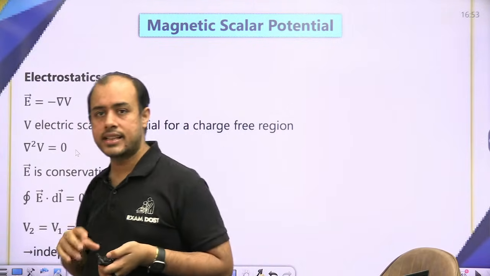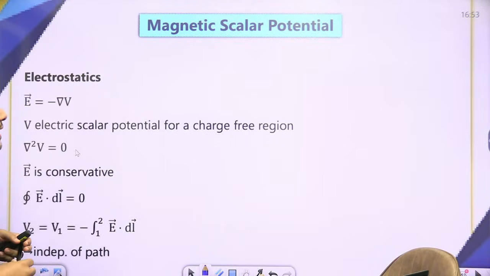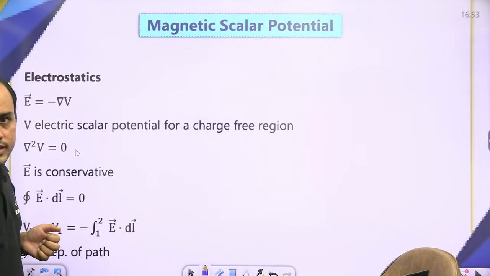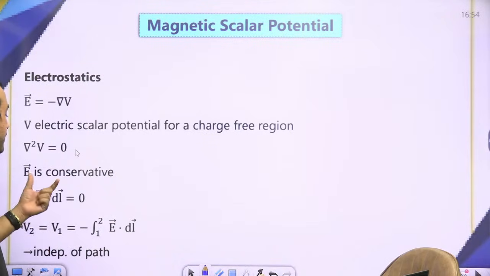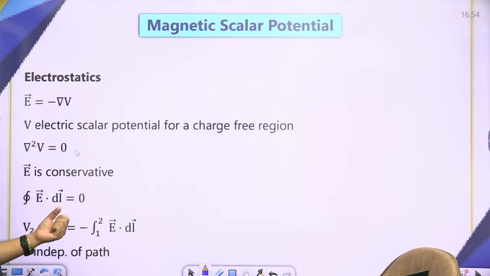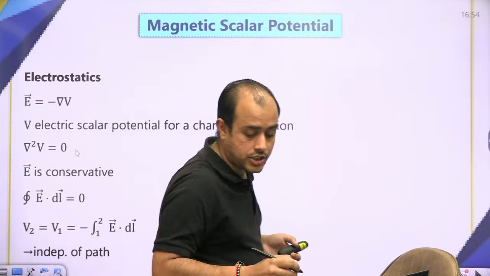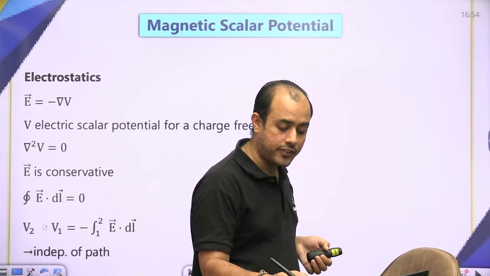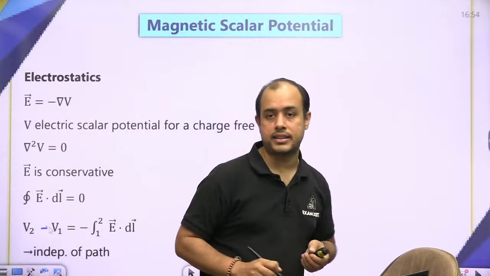E is minus gradient of V. Okay, so for the charge free region, we defined del square V is 0. This was the Laplace equation. Electric field was conservative, so the line integral of electric field over a loop was 0. And how to find the potential difference V2 minus V1? Using line integration of electric field. This integration is independent of path.